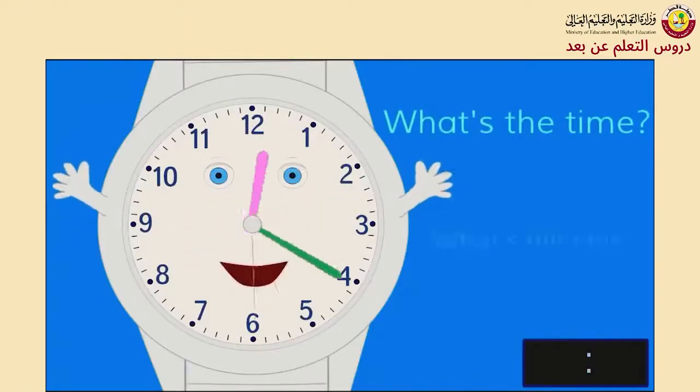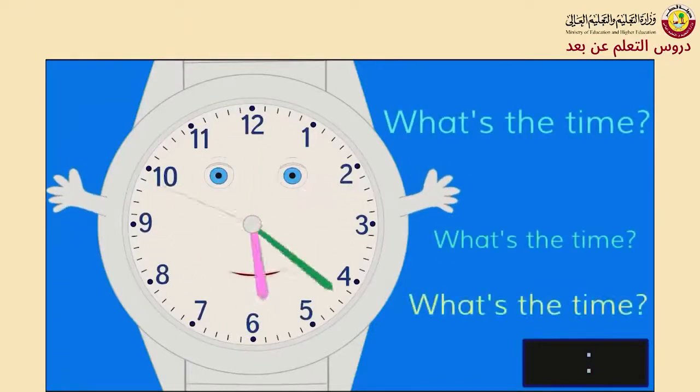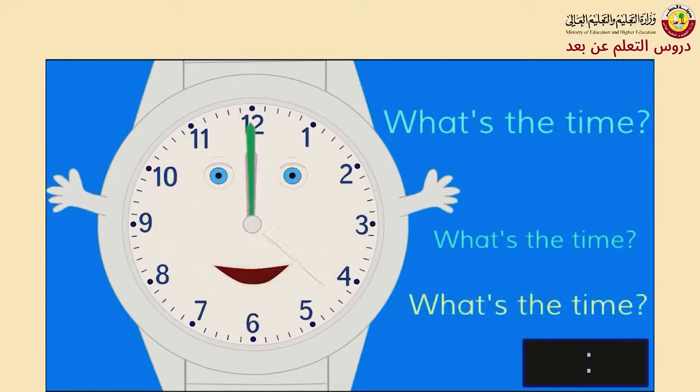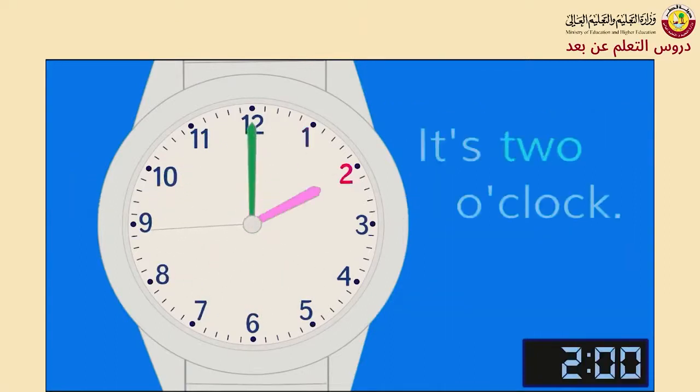What's the time? What's the time? What's the time? What's the time? What's the time? What's the time? It's 1 o'clock, it's 2 o'clock, it's 3 o'clock, it's 4 o'clock, it's 5 o'clock, it's 6 o'clock, it's 7 o'clock, it's 8 o'clock, it's 9 o'clock, it's 10 o'clock, it's 11 o'clock, it's 12 o'clock.